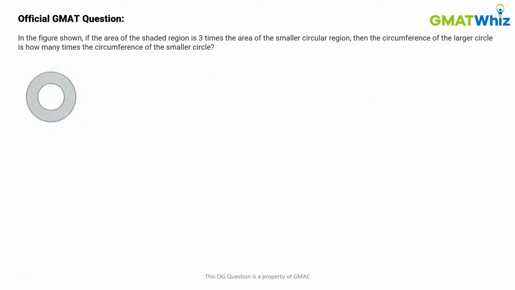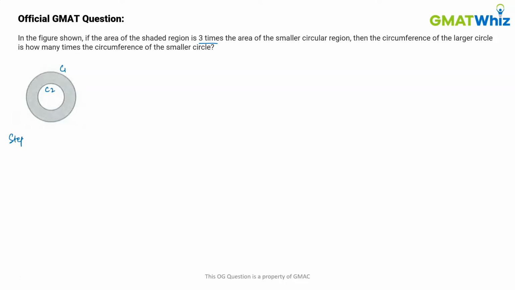In this question, we are given that the area of the shaded region is 3 times the area of the smaller circular region. We have to find out the circumference of the larger circle is how many times the circumference of the smaller circle. So let's denote the larger circle as C1 and the smaller circle as C2.